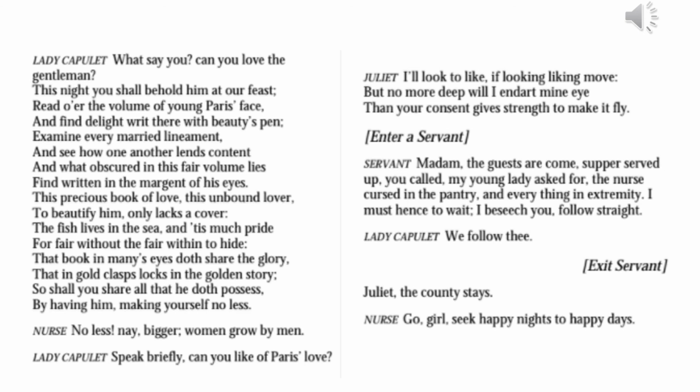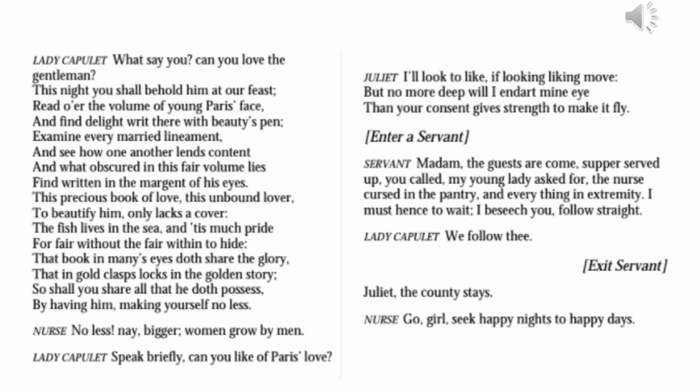So the servant arrives and says, come on, folks, the party's starting, people are turning up. Lady Capulet and Juliet are being asked for by Capulet, and the nurse, poor woman, is not allowed to join the party, so she's been cursed in the pantry. She's got to go down and help get everything ready and keep out of sight.